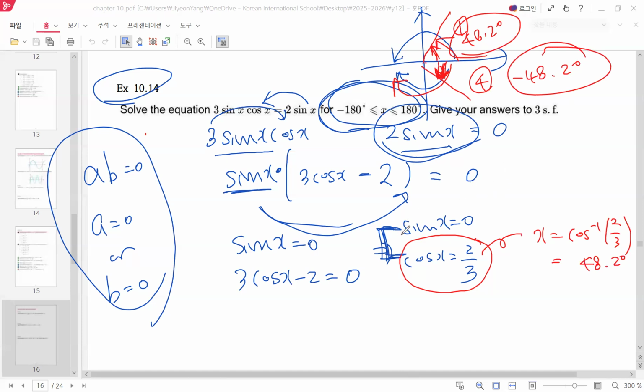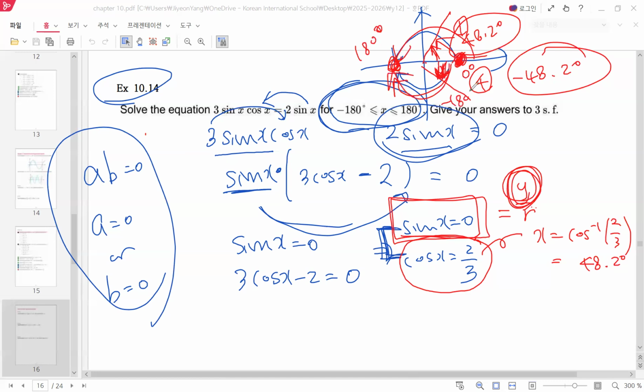And then sine x equals 0. Sine x equals 0, guys. It means y over r, so the value of y is 0. So it should be located on the x-axis. Firstly, 0, can you see that? And then 180, and also negative 180. So there will be 5 solutions in total: 0, 180, negative 180, 48.2, and negative 48.2.